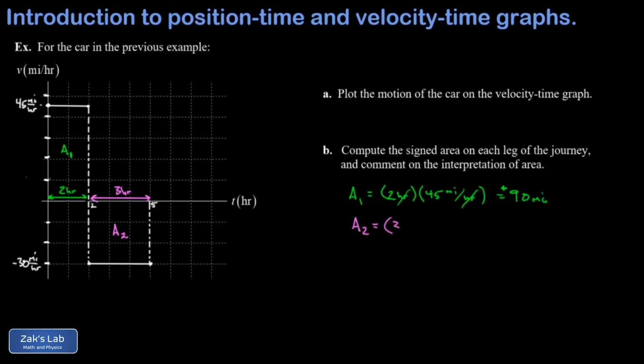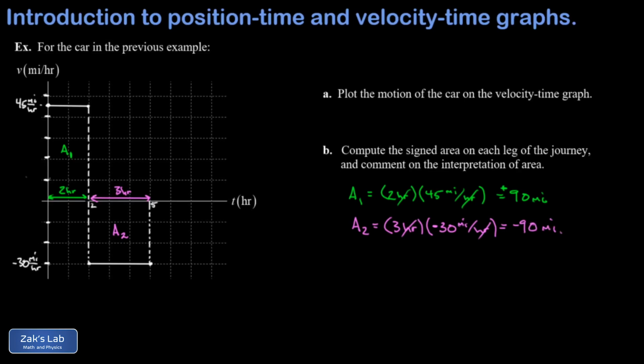That area has a width of 3 hours. And then we'll take care to keep the minus sign on the velocity here. So the height of that rectangle is 30 miles per hour, but it takes a minus sign because it's a negative velocity, or I could say because the graph is below the t-axis. The hours cancel, and I end up with a negative 90 miles.